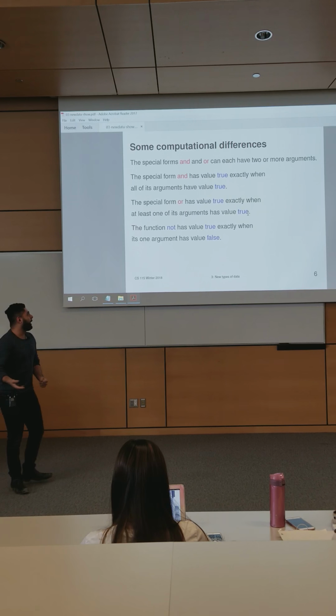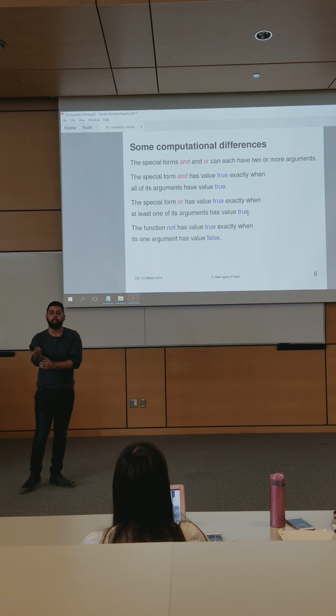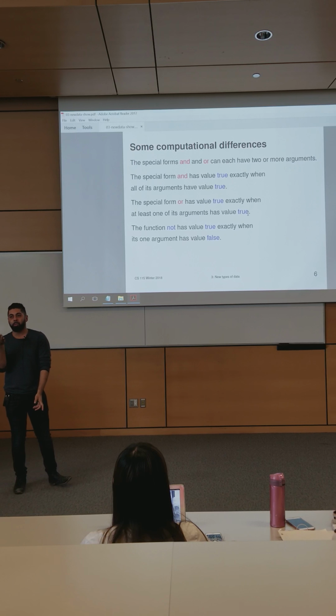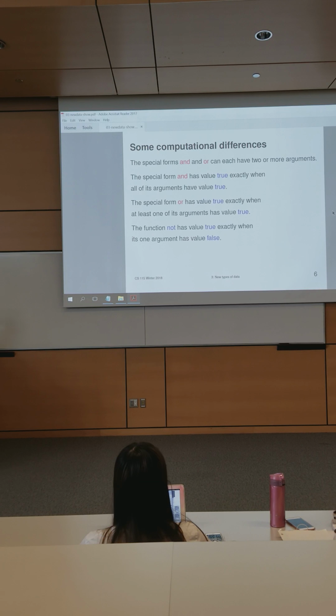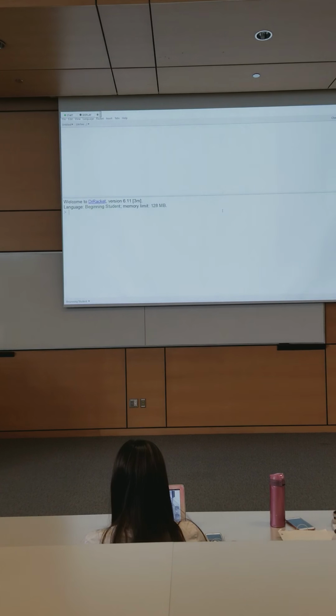And then there was also not. Not essentially took in one boolean and turned it into the other boolean, so true became false, and false became true. I demonstrated this with some examples, and I'm just going to show you briefly what I meant. We can do and false, true, true, and this is going to give us false, because there's a single false in the statement, and they all need to be true for and to be true. But we can do or false, true, true, and this will give us true, because only one of them needed to be true.